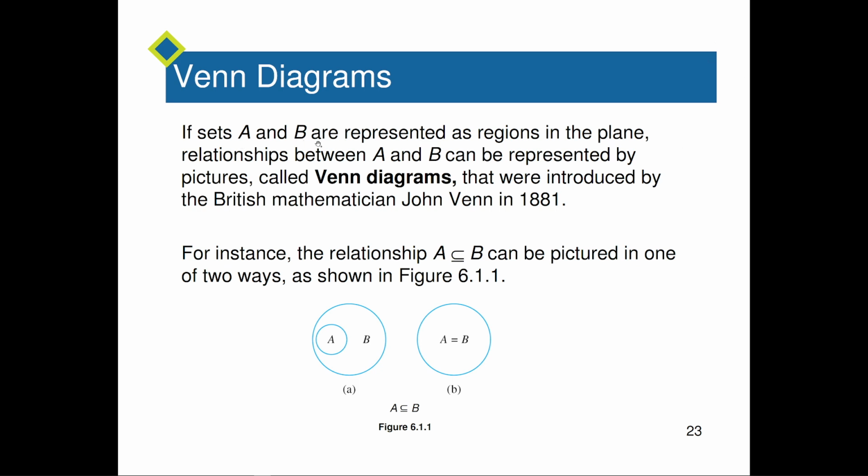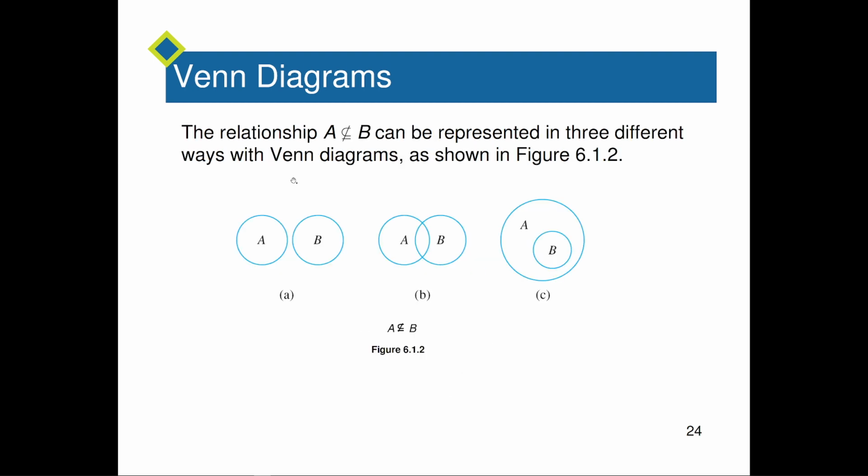So if A and B are sets, represented as regions in the plane, then the relationship between them can be visualized as follows here. This shows that A is a subset of B, because if we let X be inside A, then it's also inside B. So we can write it like this. These here show that A is not a subset of B.